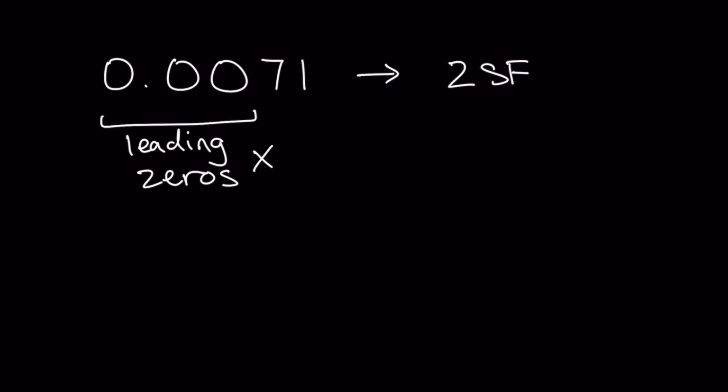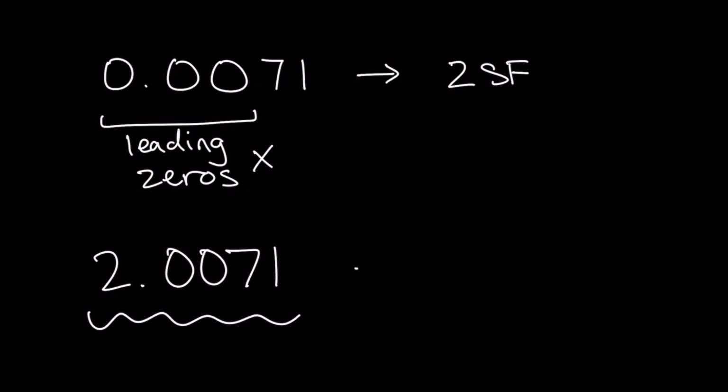For decimal numbers, though, it's important to remember that if the number before the decimal place is not 0, for example, if we had 2.0071, then you count everything. So 2.0071 would have 5 significant figures. It's only when the decimal starts with the 0 that these first zeros are leading zeros.